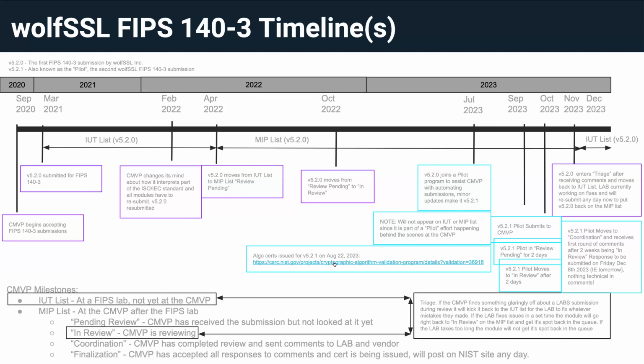And we received ACVP algorithm certificates, or CAVP algorithm certificates, for that on August 22nd. And then we submitted to the CMVP after doing testing with our lab on September 28th. It sat in review pending for only 2 days, went into review. It was in review for about 2 weeks. And then we moved into coordination.